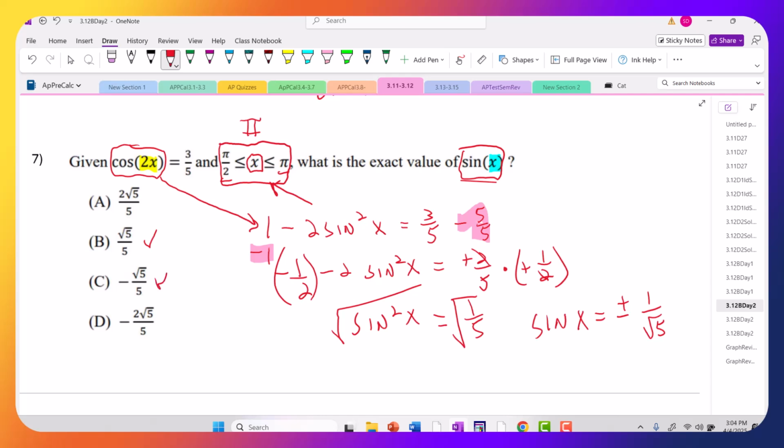Now I better read this. What is sine in quadrant 2? And the answer is positive. The other possibility could have been, what if they said 3 or 4? Then I'd have to choose the negative. So you must choose the positive there.